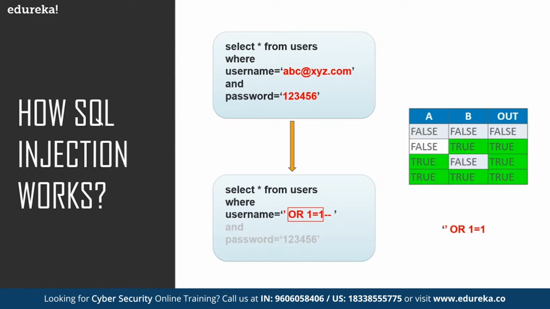Now what is the use of the extra double hyphen that I've used? The double hyphen is used to comment out the rest of the SQL query. That's why I've faded out the and password part. So when I use the double hyphen, it doesn't matter what the next part of the SQL query is. Since the OR function returns true, the SQL query returns true, meaning that the login is successful. So this is how SQL injection works.